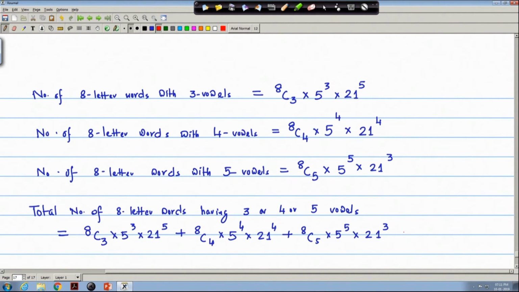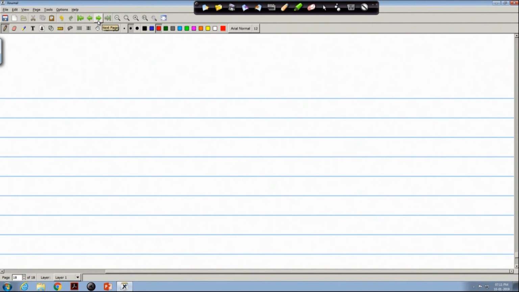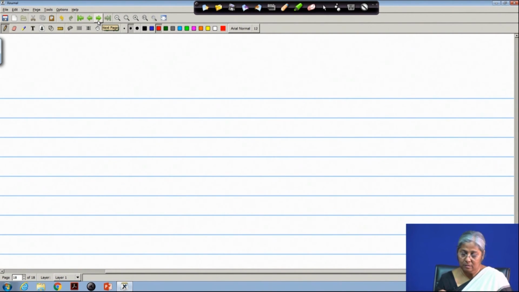So, this is my answer. For unordered arrangement for counting problems, we can use the combination like that. Now, sometimes we require this: what will be the total number of combinations.